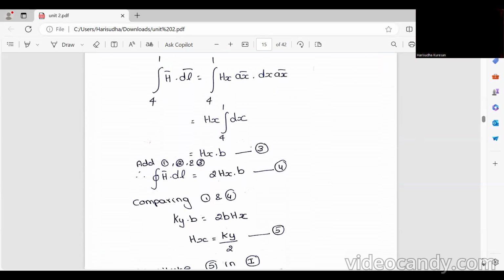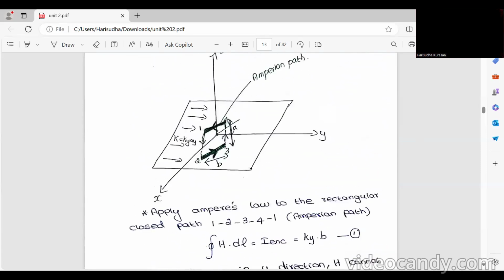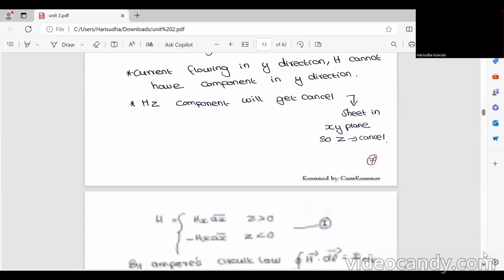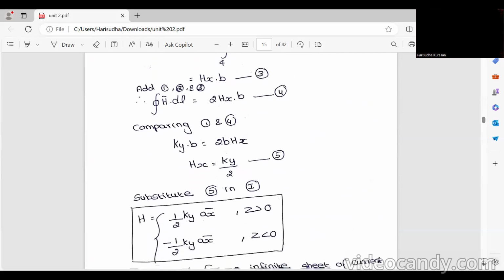Now we need to compare equations 1 and 2. What is our equation 1? The one we wrote earlier: the enclosed current will be equal to Ky b. Now what is the equation we have got right now? The closed integral of H dot dl, that is the enclosed current, will be equal to 2 Hx b. Now we equate equation 1 with this equation 4. Therefore, Ky b is equal to 2 b Hx. Rearranging the equation, you get Hx equal to Ky divided by 2.